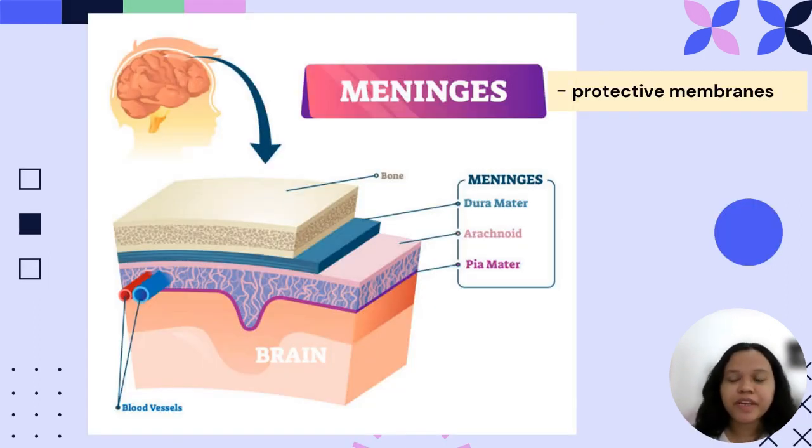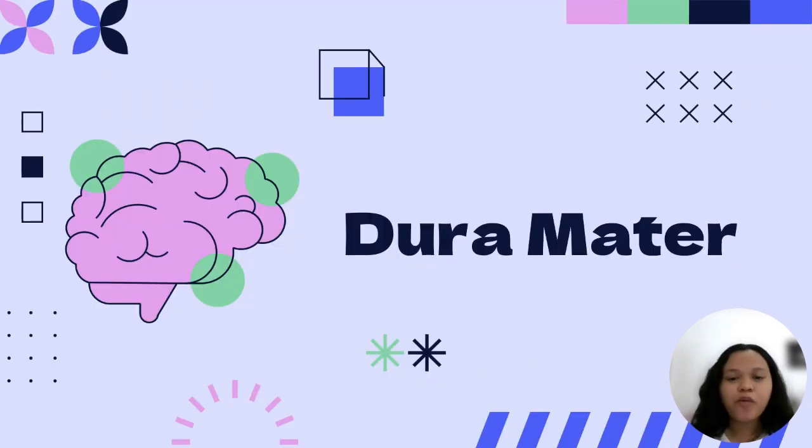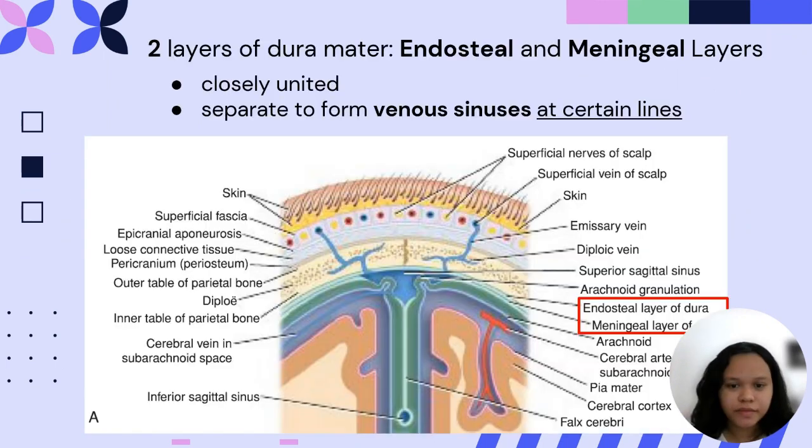Meninges mean protective membranes, and both the brain and the spinal cord are comprised of three layers of meninges or membranes. We have the dura mater, the arachnoid, and the pia mater. Now we'll proceed to the first protective membrane or meninx of the brain, which is the dura mater.